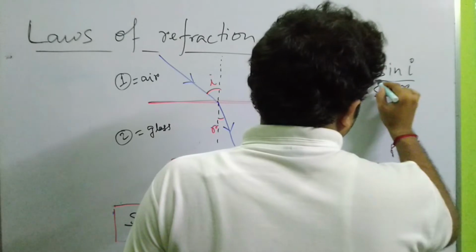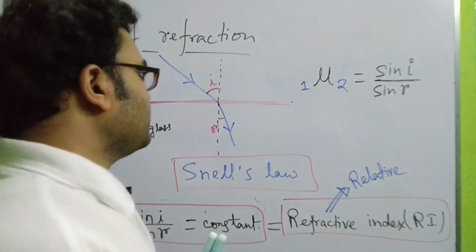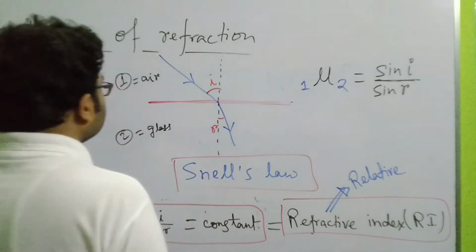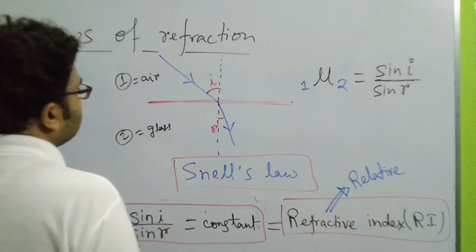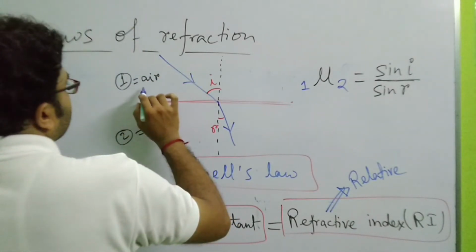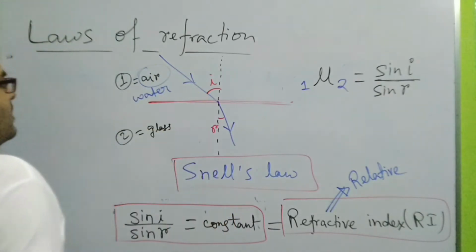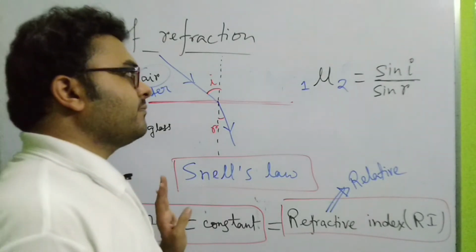So I think you are able to capture this concept, that it is the refractive index of the second medium with respect to the first medium. Now say that if I just change the first medium, instead of taking air, if I just take the first medium as say water. So instead of air, what we are taking it as water, okay.